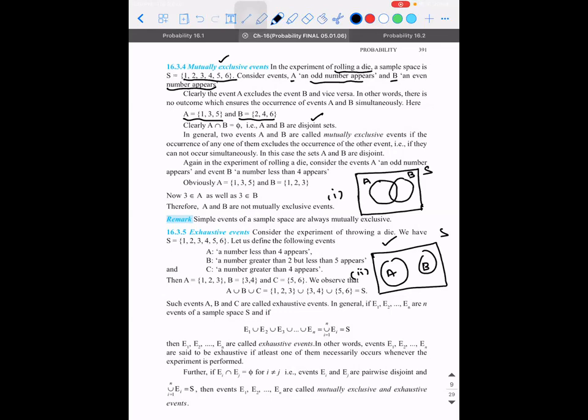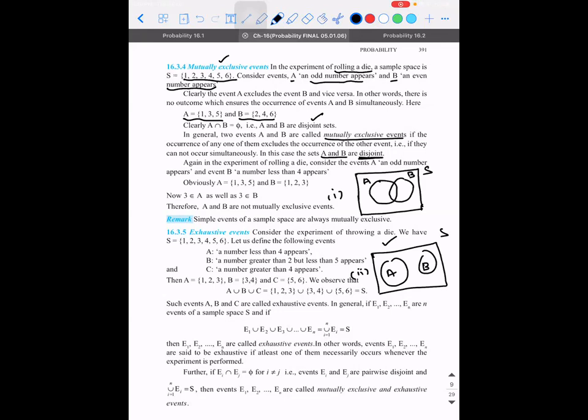In general, two events A and B are said to be mutually exclusive events if the occurrence of one of them excludes the occurrence of the other event. That is a more technical way of defining it, but I'm putting it in simple terms. If nothing is common between the two events, then they are mutually exclusive. That is, they cannot occur simultaneously. In this case, the sets A and B are disjoint.